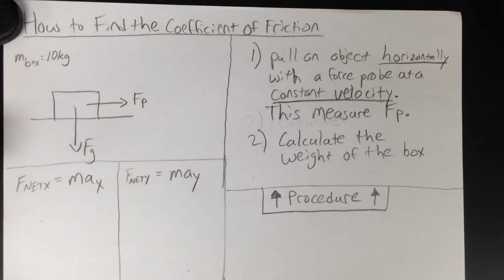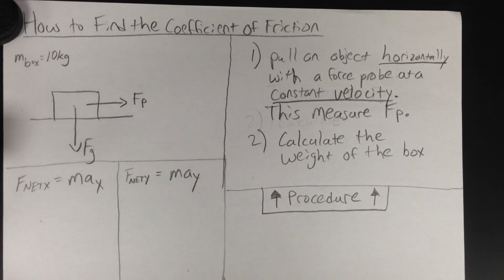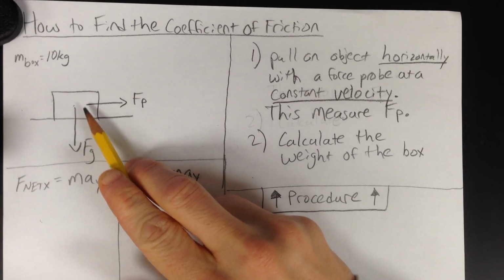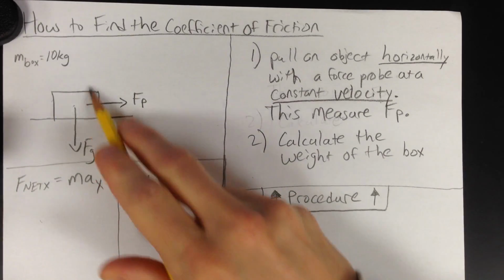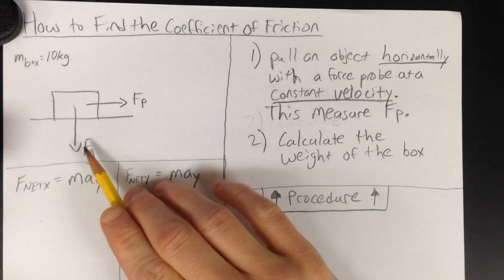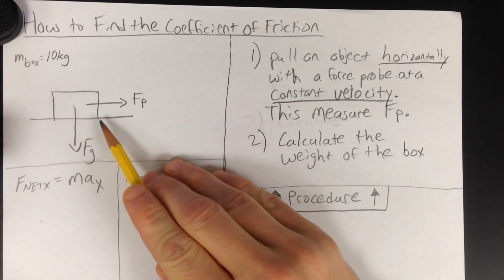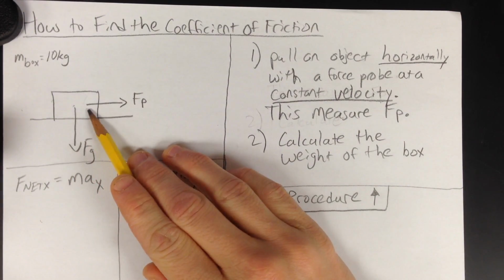Hey guys, here's your notes on how to calculate the coefficient of friction between any two surfaces. If a pair of surfaces are in contact, sliding past each other, this is your lab procedure on how to do it. I drew a force diagram over here and wrote down the mass of that object. We're going to find the coefficient of friction between this table and it.